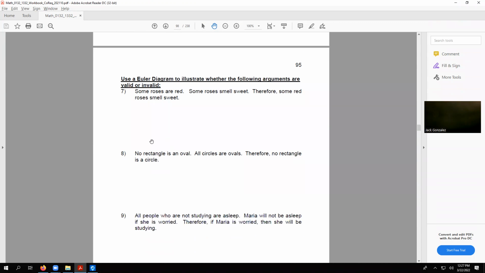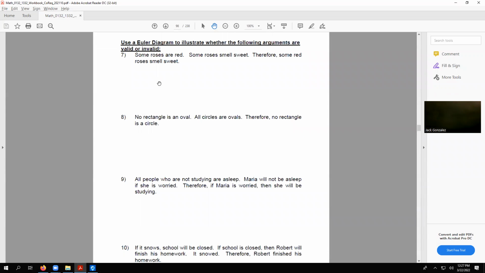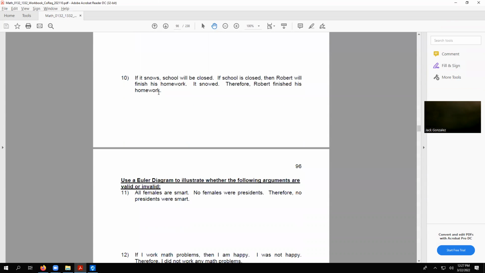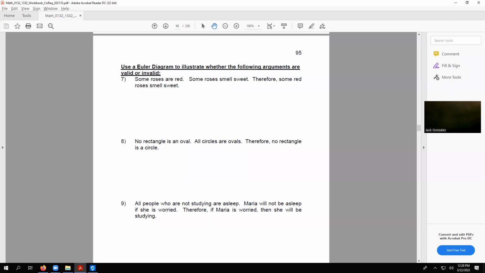In the workbook, they have a few problems where you gotta draw the circles, 7, 8, 9, which I think isn't too bad. Drawing the diagrams made sense, right? Like on number 7, it says some roses are red. Some roses smell sweet. Therefore, some red roses smell sweet. Is that statement valid?